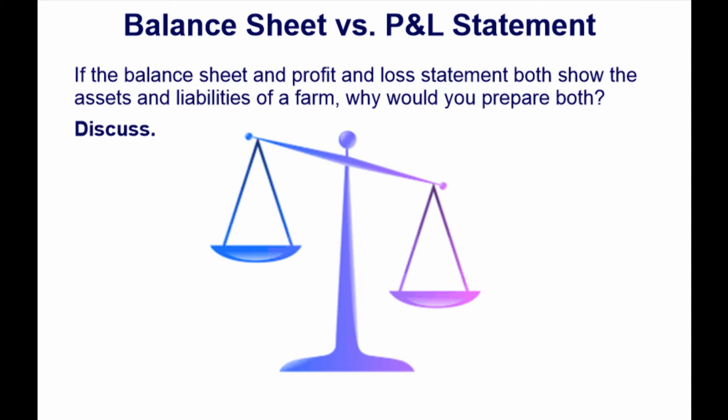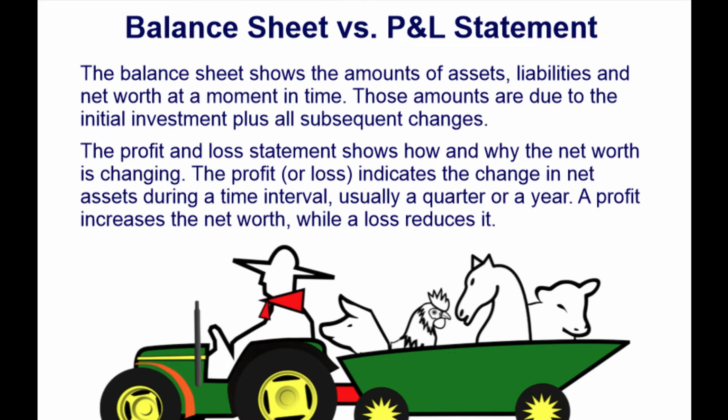Balance sheet versus P&L statement. If the balance sheet and profit and loss statement both show the assets and liabilities of a farm, why would you prepare both? Discuss. The balance sheet shows the amount of assets, liabilities, and net worth at a moment in time. Those amounts are due to the initial investment plus all subsequent changes. The profit and loss statement shows how and why the net worth is changing. The profit or loss indicates the change in net assets during a time interval, usually a quarter or a year. A profit increases the net worth, while a loss reduces it.